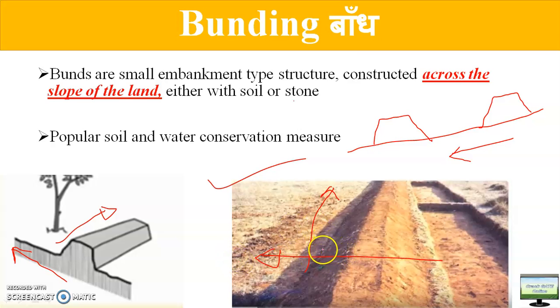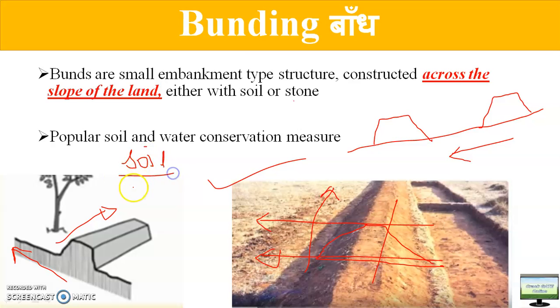So here you can see the typical trapezoidal shape of a bund in an agricultural field. It is going in this direction, which is the length of the bund, and the slope of the land goes at 90 degrees to the bund direction. How will you make this bund? It will be made from soil. The typical material used for a bund is either soil or stone.